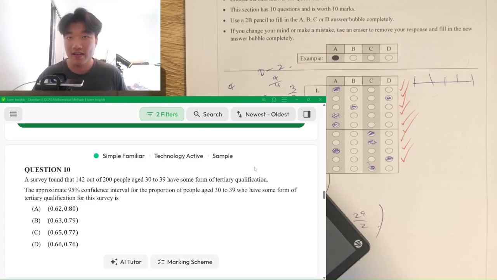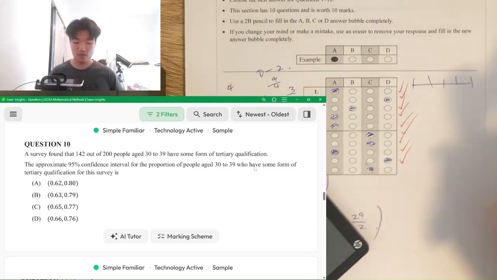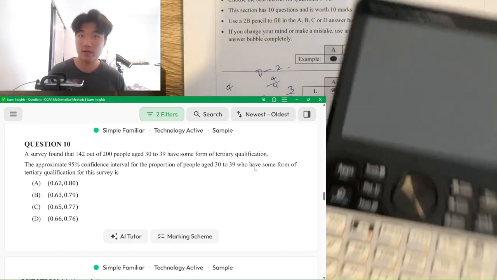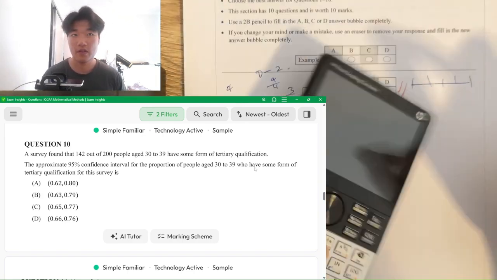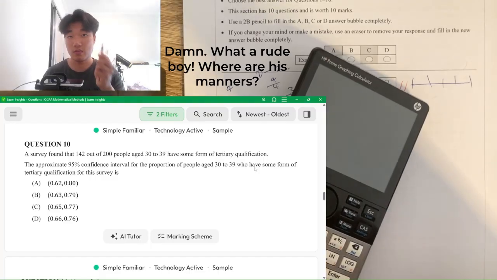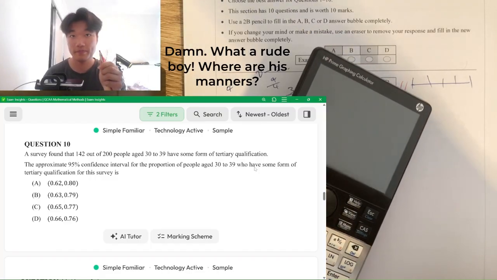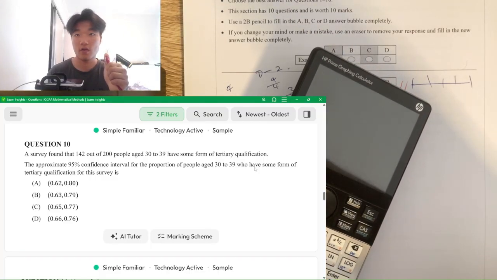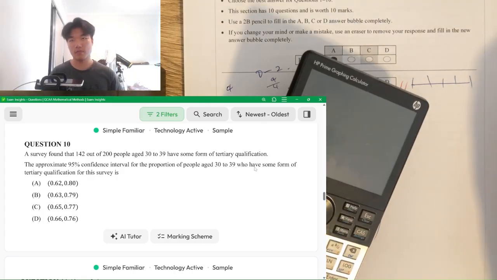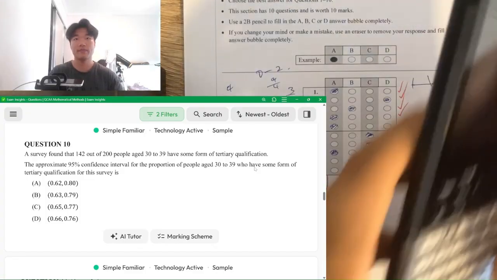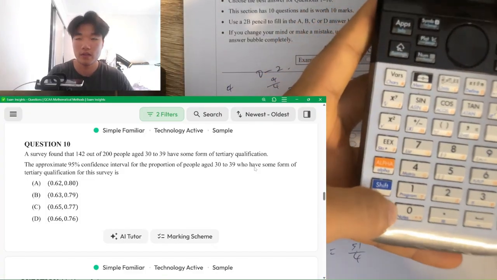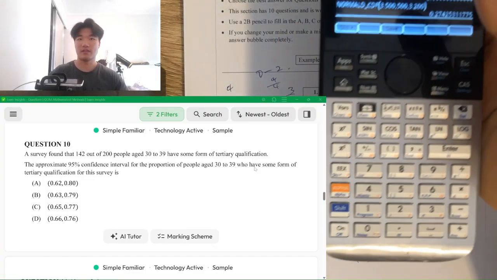A survey found that 142 people out of 200 people aged 30. Okay, we don't care. We just need to know that that's our population proportion. Or no, that's the survey population proportion. Survey, that's the sample proportion. Okay, and then we need to find out a 95% confidence interval.